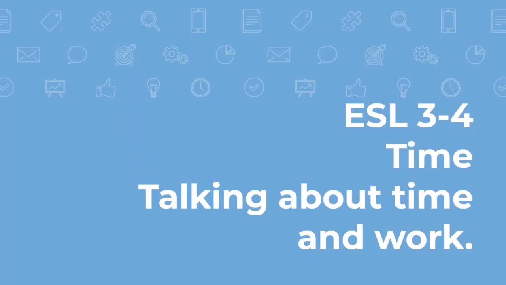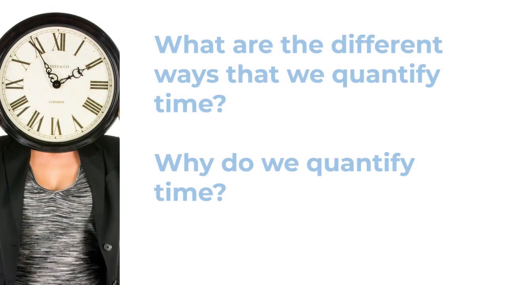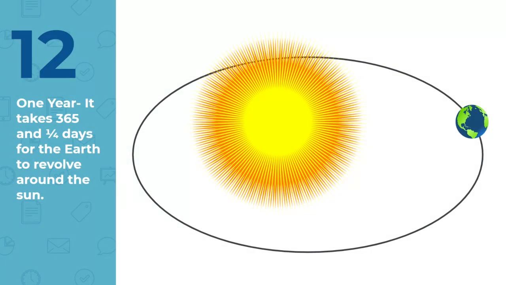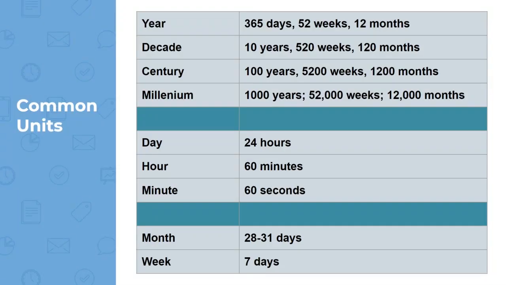We're going to continue to talk about time and work. So what are the different ways that we quantify time and why do we quantify time? Now that is a big question. So it takes 365 and 1/4 days for the Earth to revolve around the sun. And this is the foundation of all of our common time units.